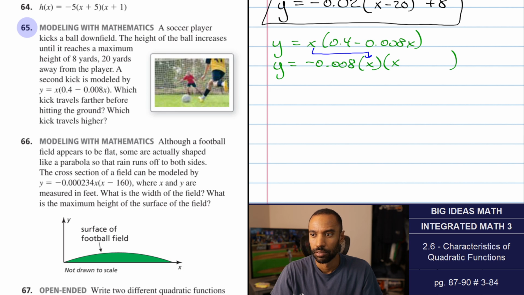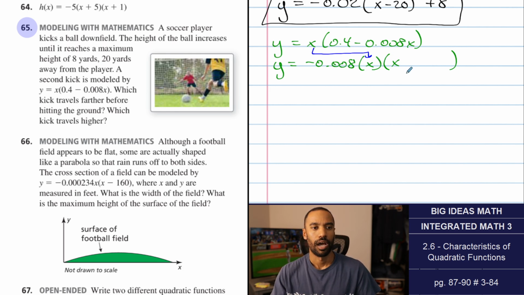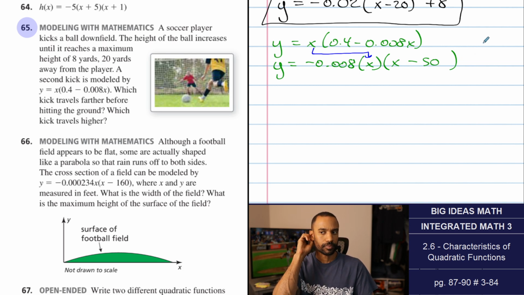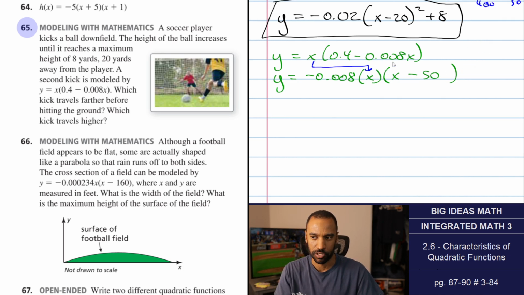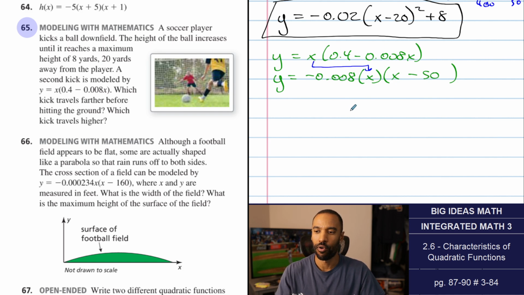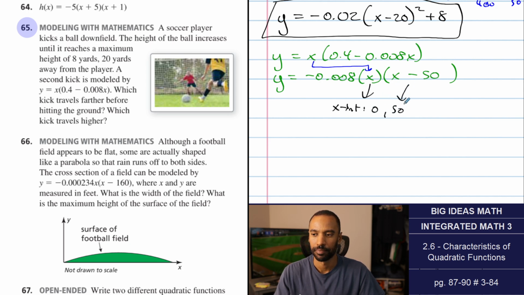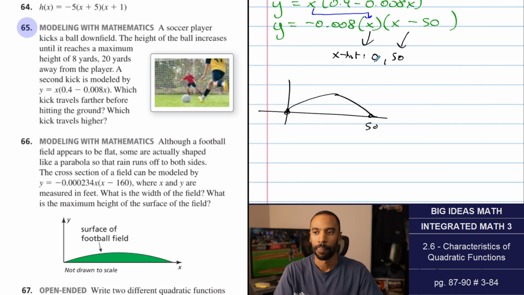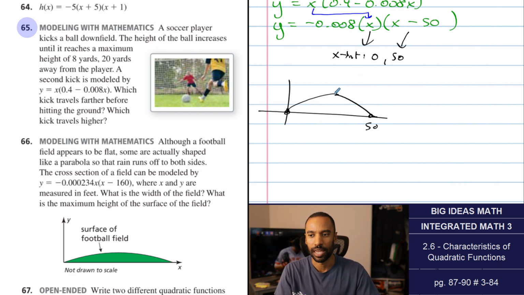Really? All right. Minus 50. Oh, okay. Yeah, that makes sense. So, okay, this is factored form of this thing, by the way. When it comes to factored form, you're looking at two things: an x-intercept of 0 and an x-intercept of 50. 50 means that's as far as it travels, right? When it comes to this graph, it hits 0 and 50. It went up somewhere. We didn't figure that out yet.